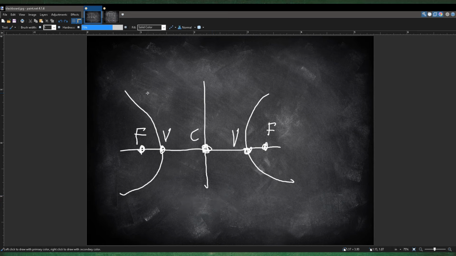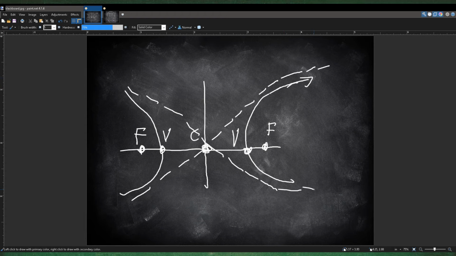And then there's one more thing, an extra property, which is the asymptotes. Sorry, it doesn't look that good, but like this. As the hyperbola keeps going outwards, it gets really close to these asymptotes. There are two asymptotes for every single hyperbola.